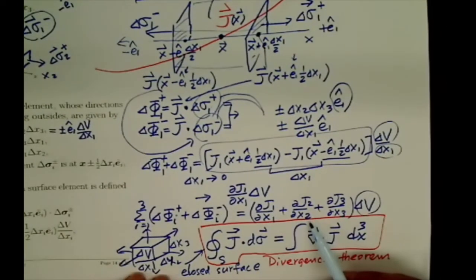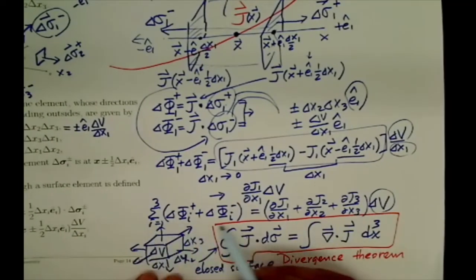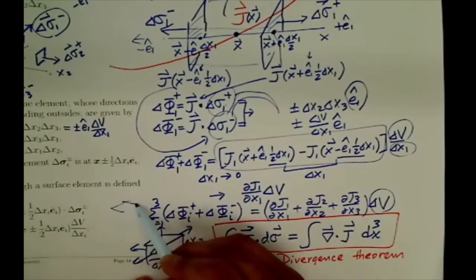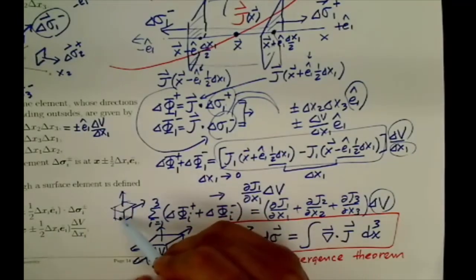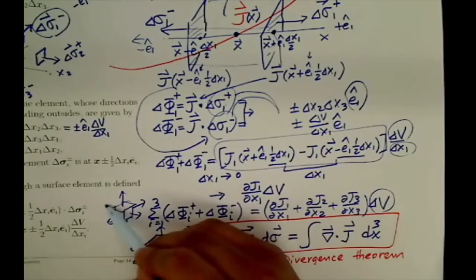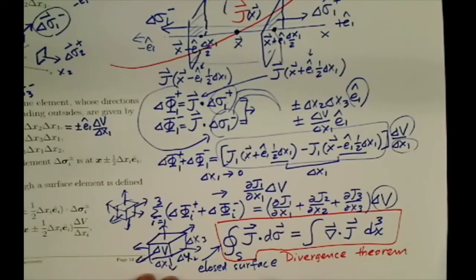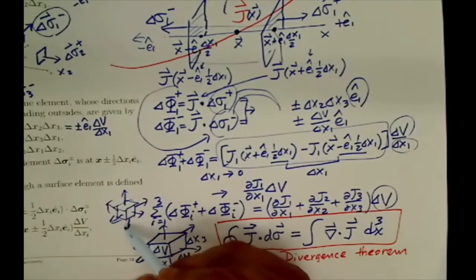Along the y-axis, that will be J2's partial derivative with respect to x2, and J3's partial derivative with respect to x3. So sum of this means this region, flux passing through all these surfaces, 6 surfaces. And we say this is a closed surface.